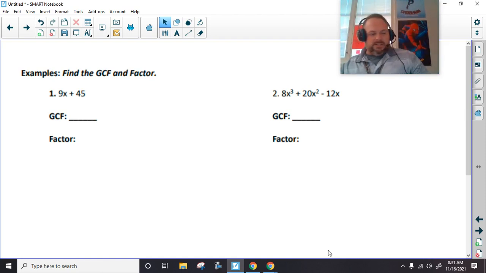But today for Algebra 1, we are talking about GCF and factoring by grouping.